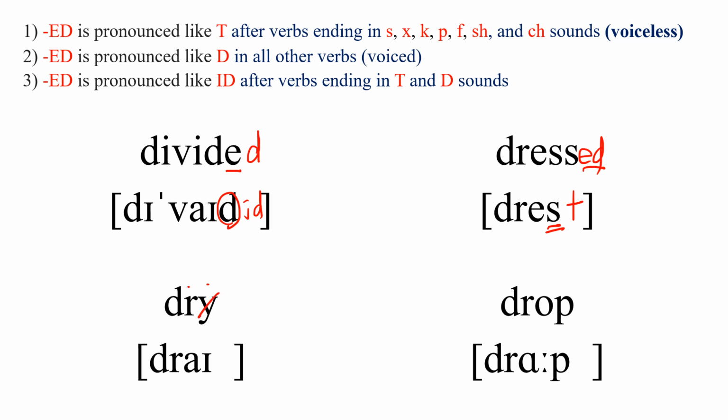Dry. Consonant and Y, so Y becomes I, and then put ED. And I is a vowel. Vowel is always voiced, so it becomes D sound. Dry, dried. And the last one for today, drop. So put ED, but this is a one syllable word with consonant, vowel, consonant. We put an extra P. And this P is voiceless, so ED sounds T. Drop, dropped. Divide, divided. Dress, dressed. Dry, dried. Drop, dropped.